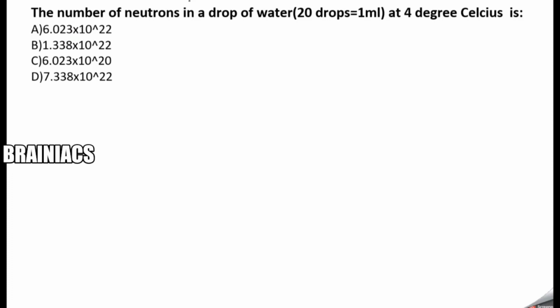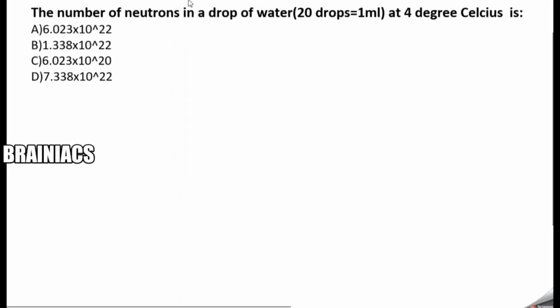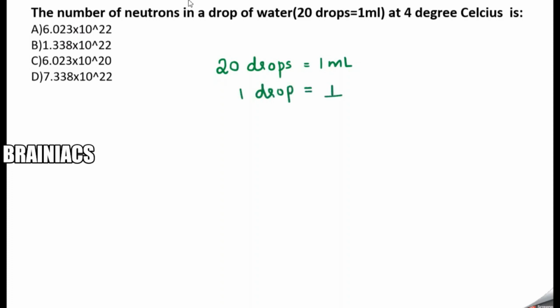Okay, so I will take a color. I would like to take green color. Now, in the question they have mentioned 20 drops is equal to 1 ml, correct? Now tell me, one drop is equal to how much volume? How to get one drop? Divide by 20 on both sides. So this will become one drop is equal to 1 divided by 20 ml. So this is the volume of one drop, correct?